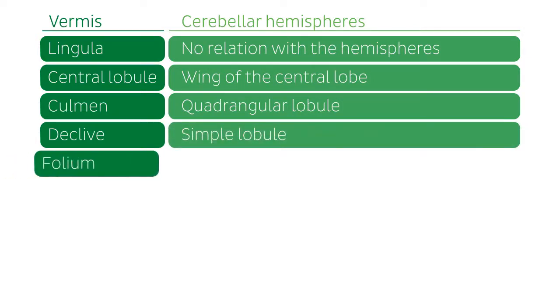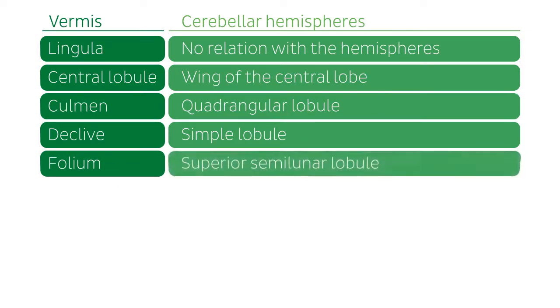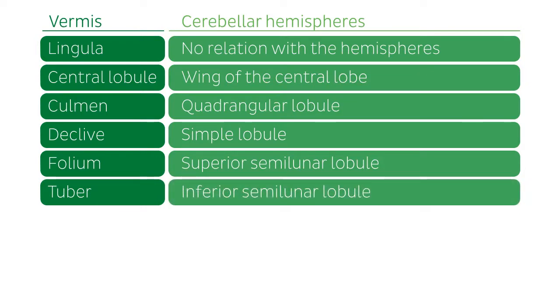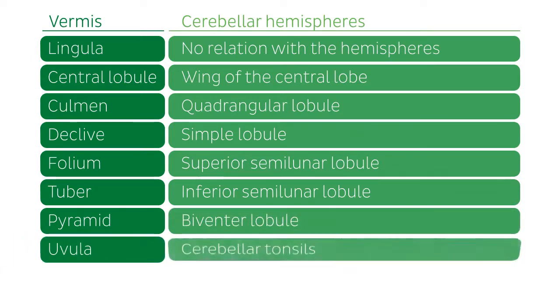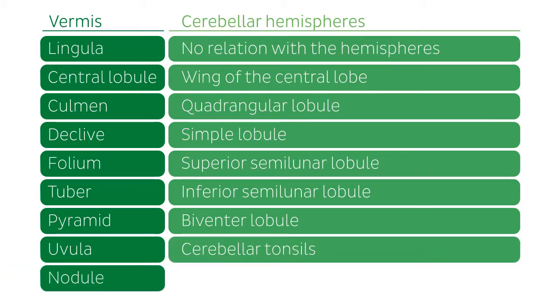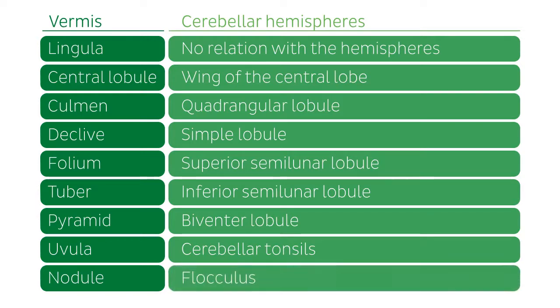The folium, which is related to the superior semilunar lobule. The tuber, which is related to the inferior semilunar lobule. The pyramid, which is related to the biventral lobule. The uvula, which is related to the cerebellar tonsils. And finally, the nodule, which is related to the flocculus.